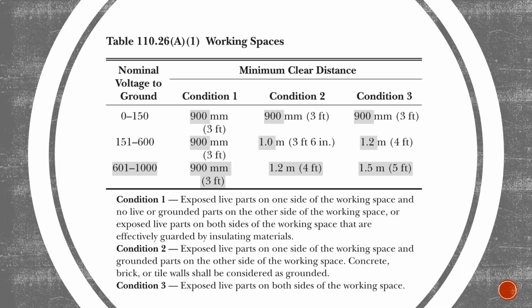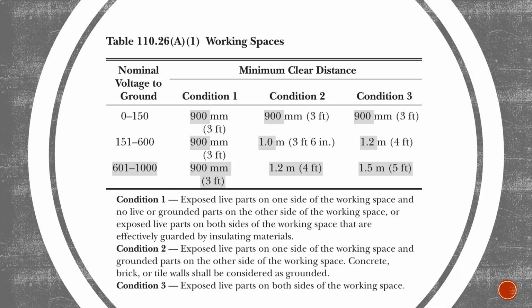Condition 1 says exposed live parts on one side of the working space and no live or grounded parts on the other side of the working space, or exposed live parts on both sides of the working space that are effectively guarded by insulating materials. Condition 2 tells us exposed live parts on one side of the working space and grounded parts on the other side of the working space. Concrete, brick, or tile walls shall be considered as grounded. And then condition 3 is exposed live parts on both sides of the working space. So just reading those, you may have noticed that each one sounds a little bit more dire of a type of situation than the previous one.